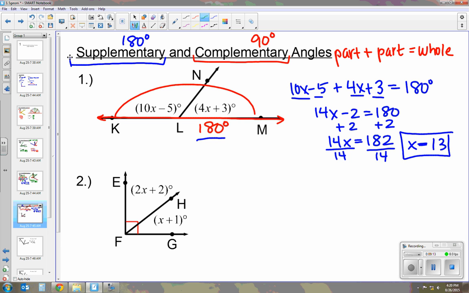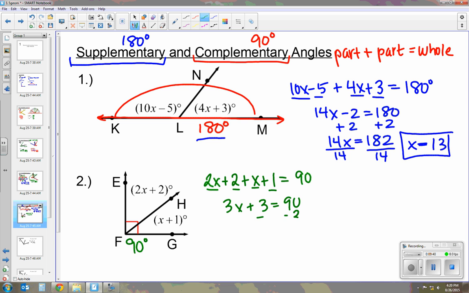Now if we look at number 2, we see that red box that indicates 90 degrees. So we know this is a complementary angle pair. So we can set this up using our part plus part equals whole. So we can do 2x plus 2 plus x plus 1 equals 90 degrees, since they both make up 90 degrees. So we can combine like terms. 2x and x is a 3x, and 2 and 1 is 3.